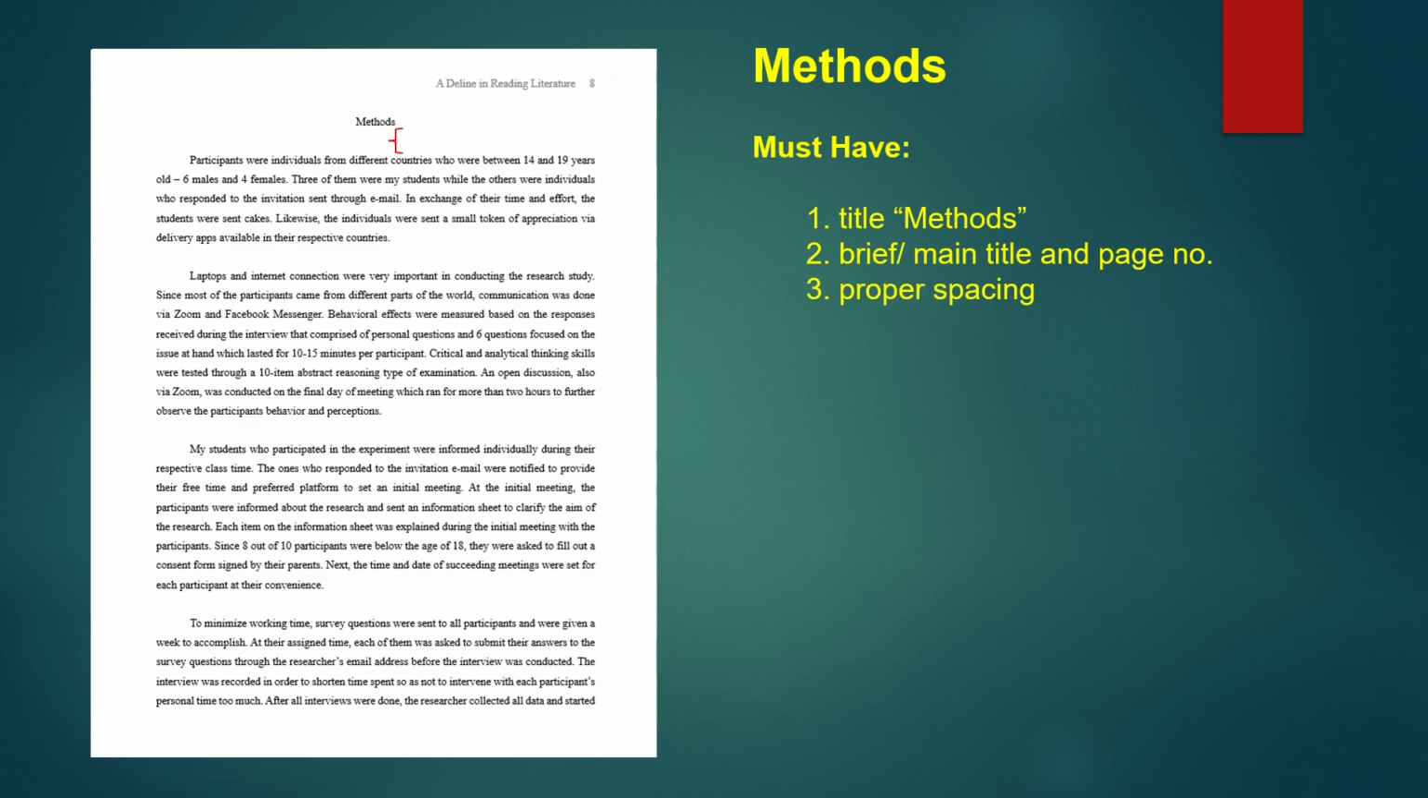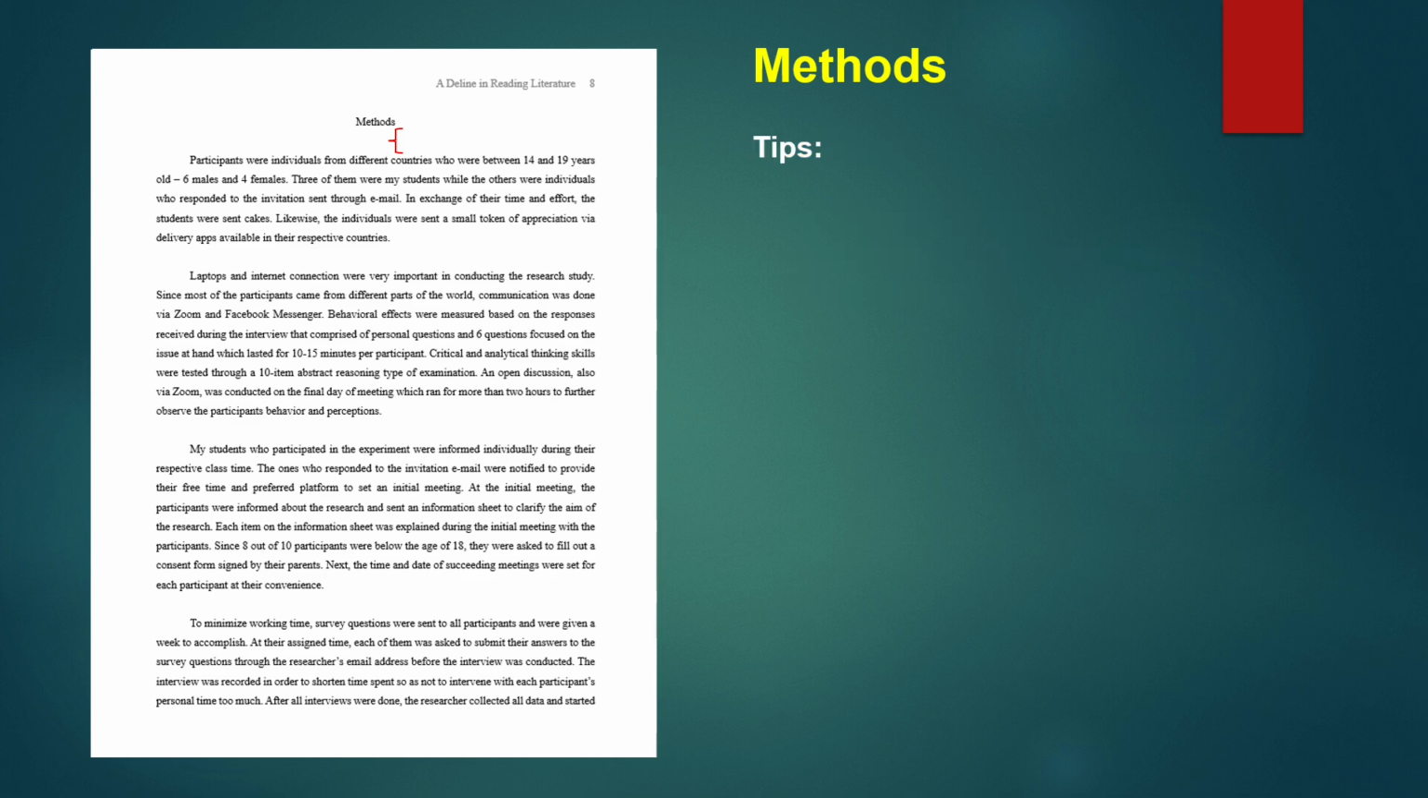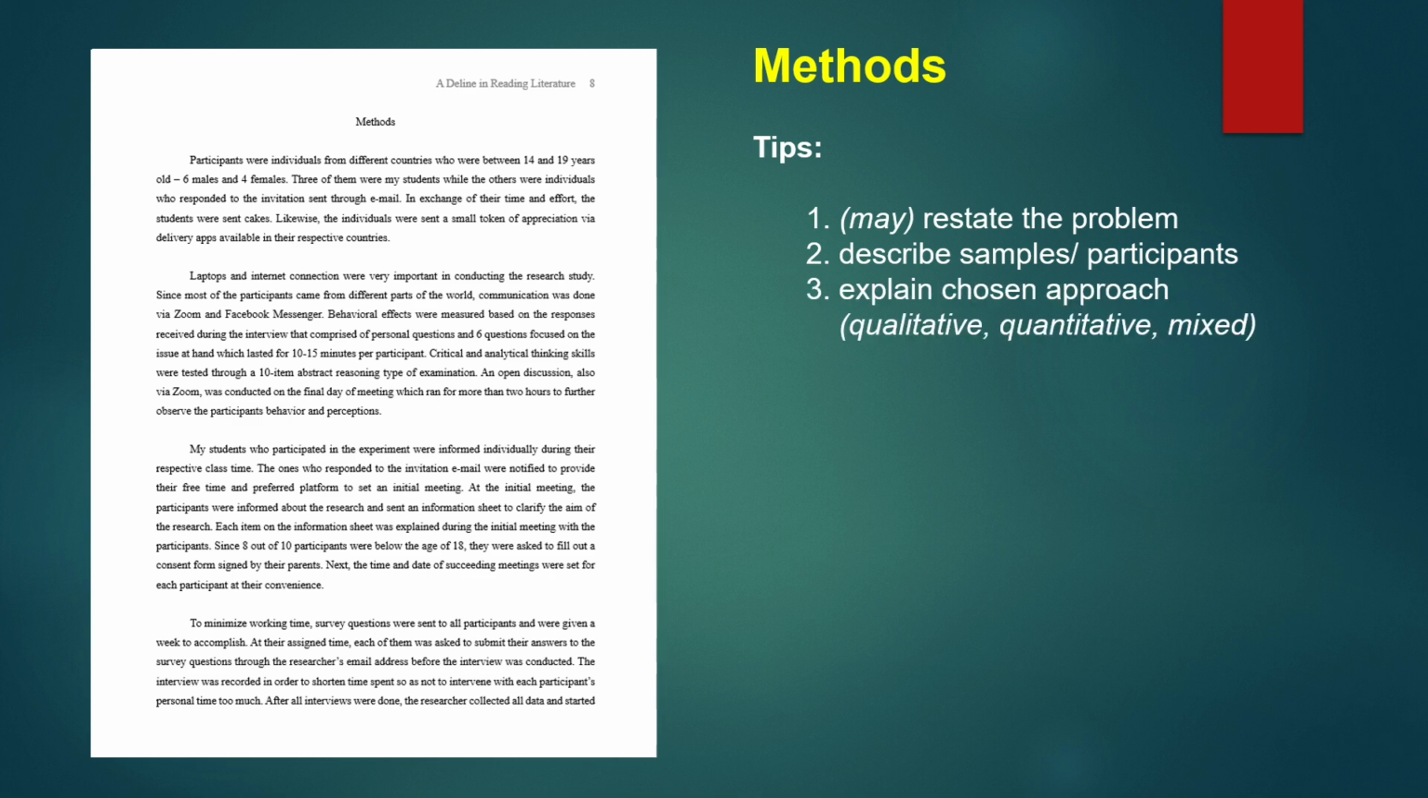It also follows the same spacing as the intro and review of literature. To write the account of investigation, you have to first restate the issue at hand, or the research problem. Then describe samples or participants and how they were selected. You must also explain your chosen approach, qualitative, quantitative, or mixed method.